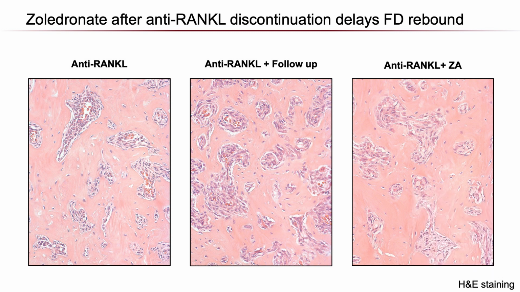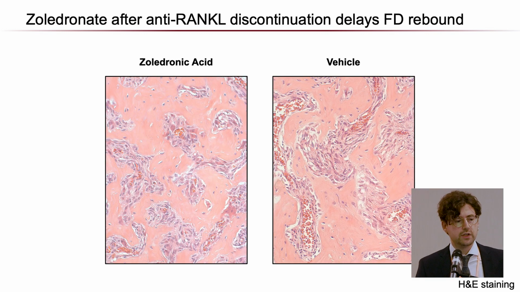But if we inject zoledronate, we can see here that we maintain the bone tissue that is gained during the anti-RANK ligand treatment. And again, for the sake of completeness, the histology of the zoledronic acid group and vehicle, where we see the typical features of fibrous dysplasia, but actually, if you look here, we have very giant osteoclasts in the zoledronate group.